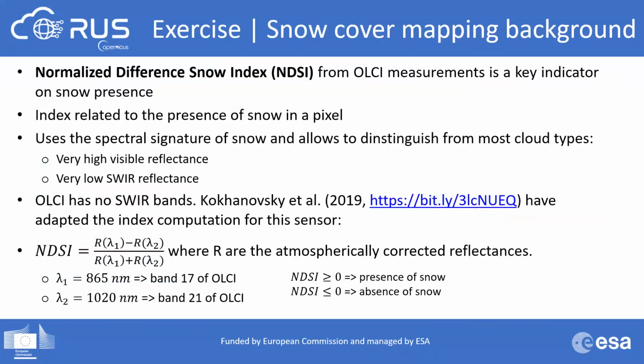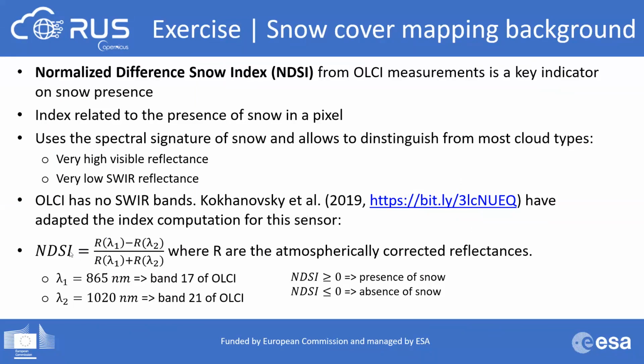The NDSI is related to the presence of snow in a pixel and allows us to distinguish snow from most cloud types. Indeed, on satellite images, snow may appear as bright as clouds. In the shortwave infrared part of the spectrum, snow strongly absorbs solar radiation, as opposed to clouds. As OLCI has no SWIR band, Kokanowski et al., and I provided you with the link to the paper, have adapted the index computation for this sensor.